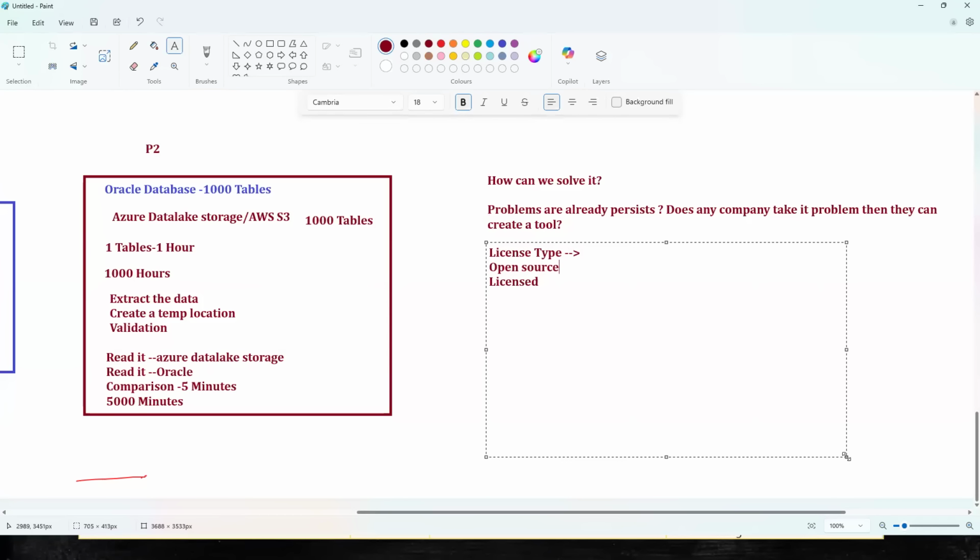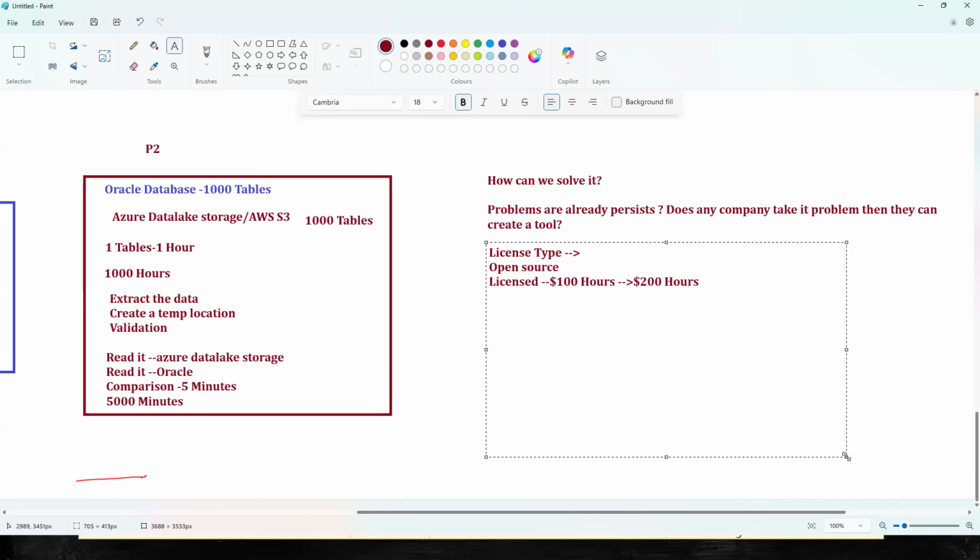So that is where the license matters. Suppose you are saving $100 of effort by using the automation, but the license itself costs $200. Does it make sense, guys? The license costs $200 per month. Does it make sense?